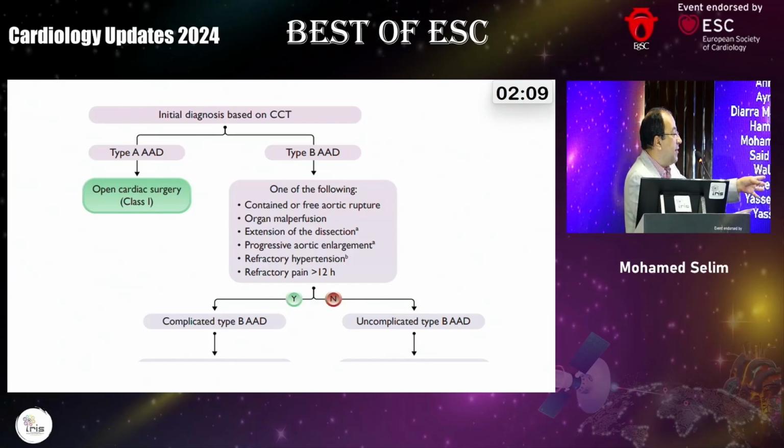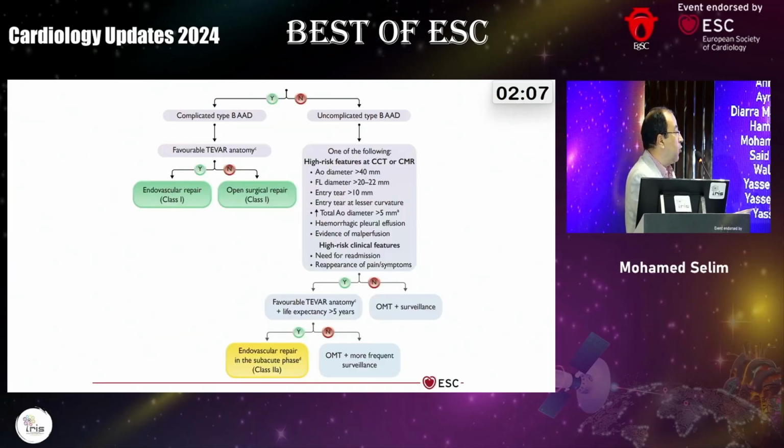So is this complicated type B or uncomplicated? For complicated type B, we have to consider thoracic endovascular aortic repair, or TEVAR, provided we have favorable anatomy. Favorable anatomy here depends on 3 factors: adequate distal landing zone, adequate proximal landing zone, and also adequate and secured access. If you have such anatomical features, you have to go for TEVAR. And also provided that the life expectancy of the patient is more than 5 years.